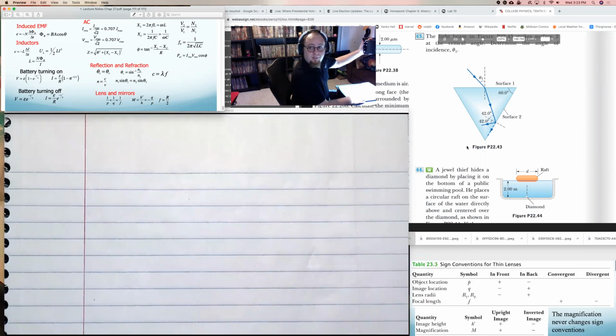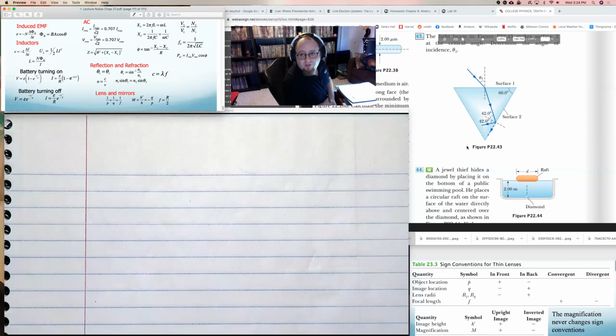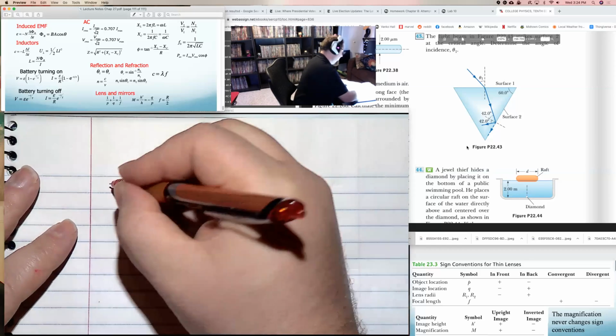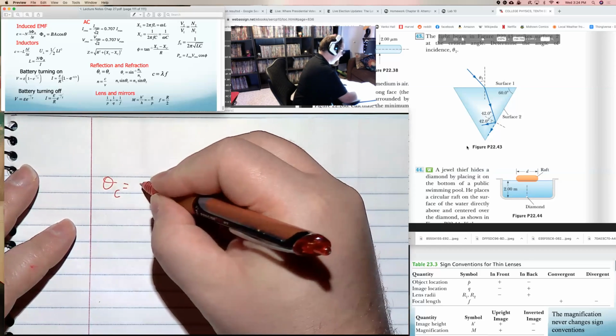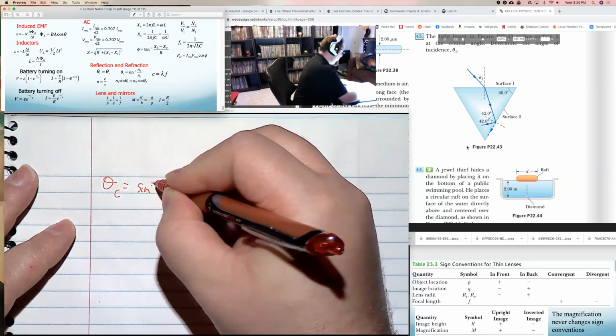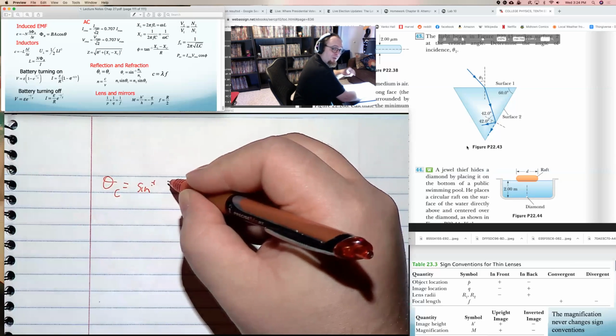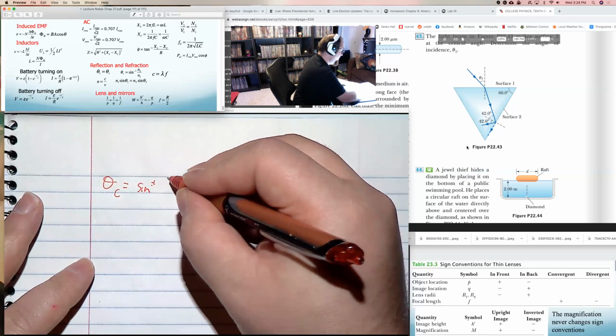It says the light beam in this figure strikes surface 2 at the critical angle. Determine the angle of incidence. Well, they give us the critical angle. But theta c is the inverse sine, as written. If you look at my equation, it's the inverse sine of n2 over n1.